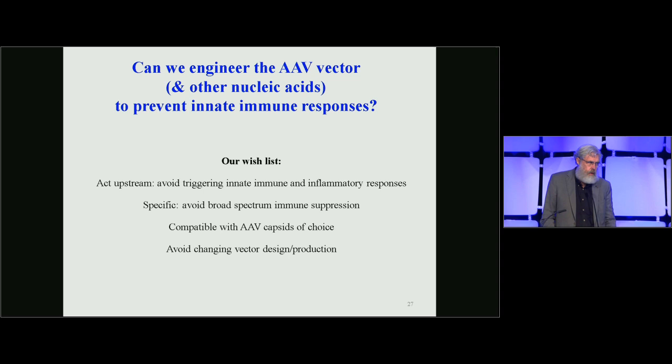So our wish list, your wish list hopefully, is to act as upstream as possible to avoid triggering this innate immune inflammatory response. We want to be very specific in this. We want to avoid broad spectrum immune suppression. We want to have it very targeted for exactly the thing that the AAV might be tangled up in. And we want to make this compatible with all sorts of AAV capsids, for example, the ones in the first half of the talk. And we want to avoid any other changes in the vector.